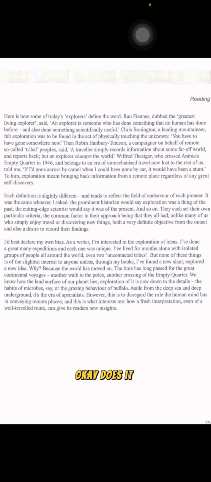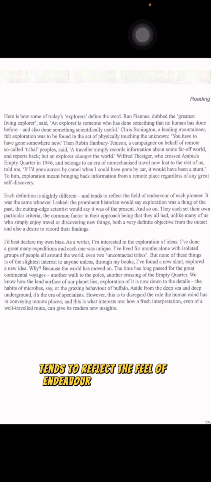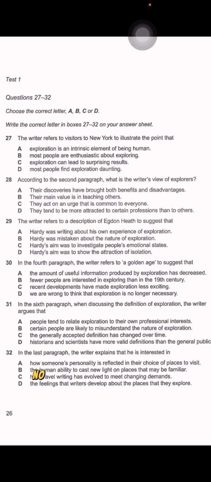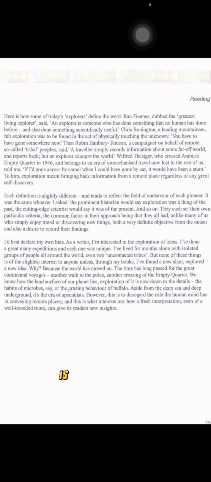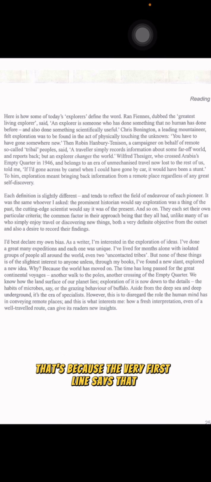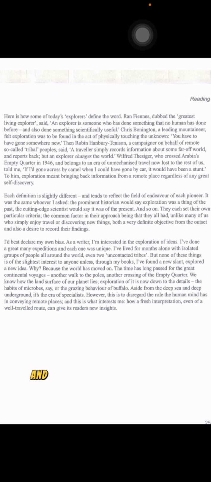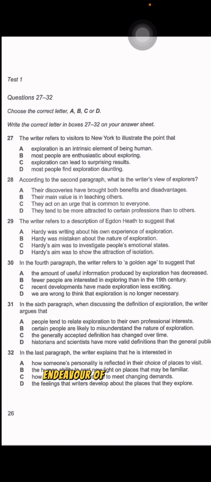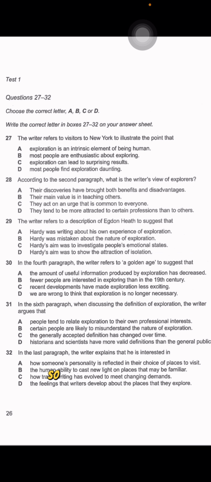Does it say that the general definition had changed over time? Its definition is slightly different, tends to reflect the field of endeavor of each pioneer. No, it hasn't changed over time. Instead, the answer, people tend to relate exploration to their own professional interest, is absolutely right. That's because the very first line says that each definition is slightly different and tends to reflect the field of endeavor of each pioneer, each professional. So the answer to 31 is A.